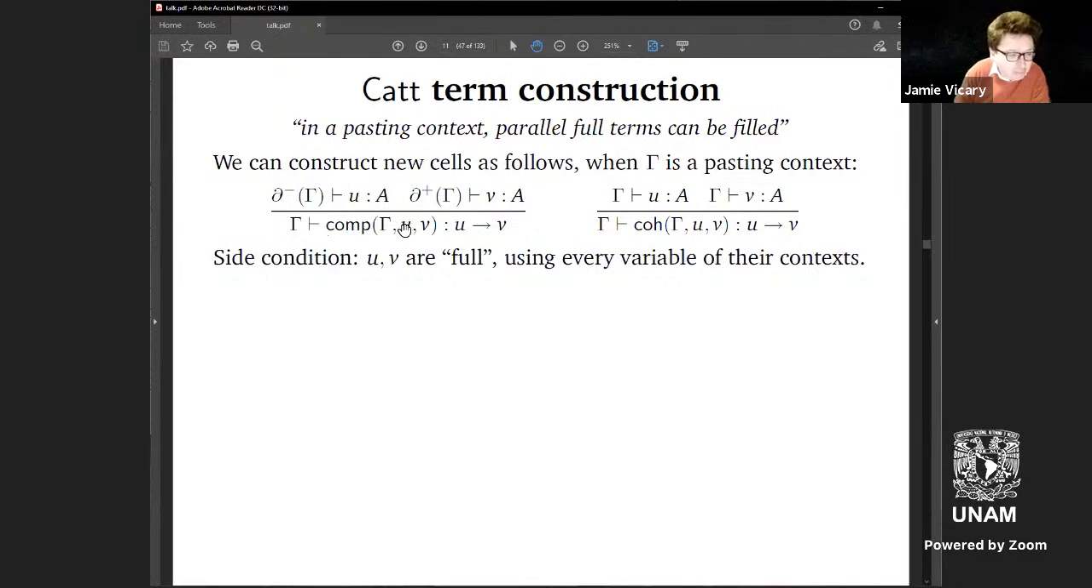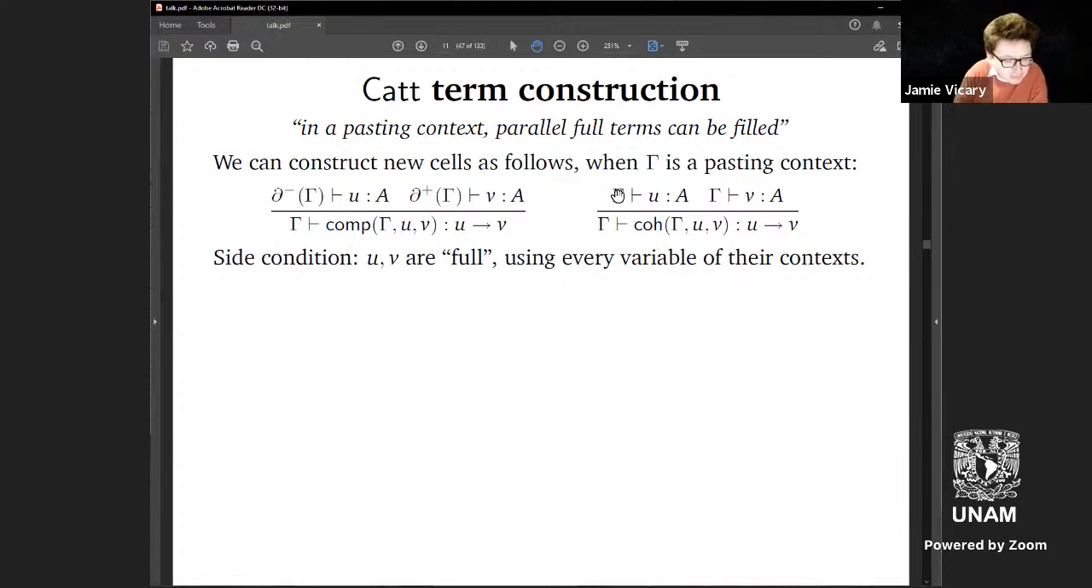Okay, so this is how we build composites. But now, how do we build coherences? These are things like associators or unitors, things that are going to be invertible in our higher theory. How do we build these? Well, in almost exactly the same way. The rule is only changed a little bit. The only difference is that we don't have these deltas here.